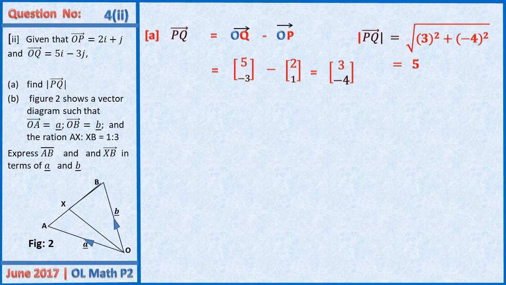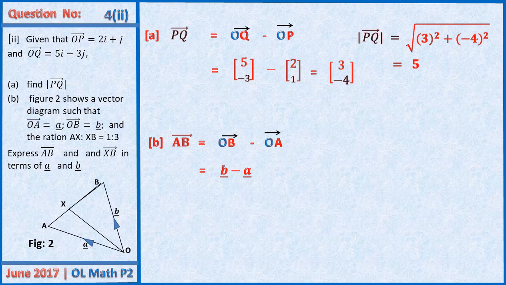So looking at AB, it means to move from A to B, and it is head minus tail. So it is B minus A. Write it down in the correct way: you have OB minus OA. And according to the question, OB is small b and OA is small a. So AB is b minus a.